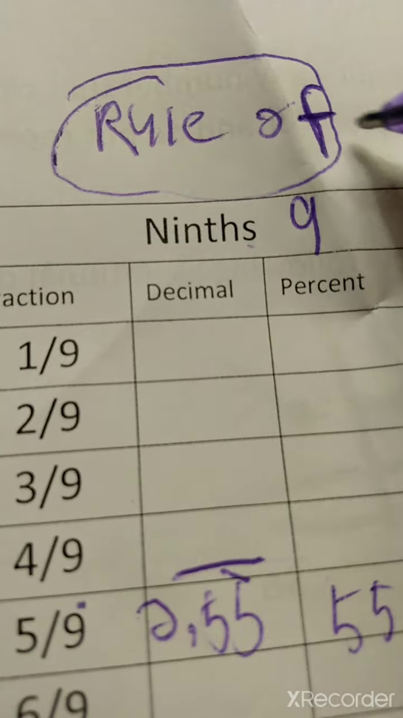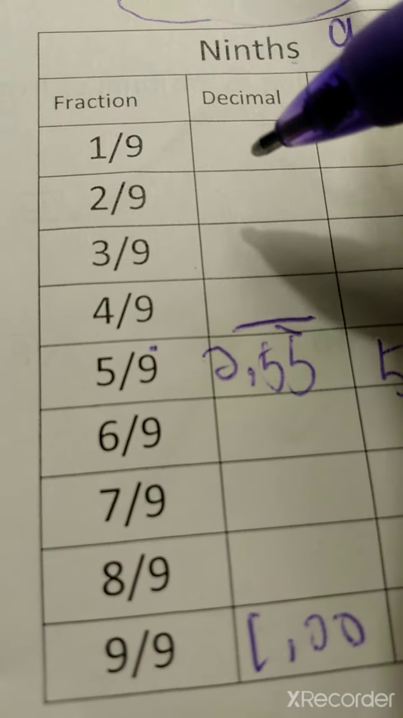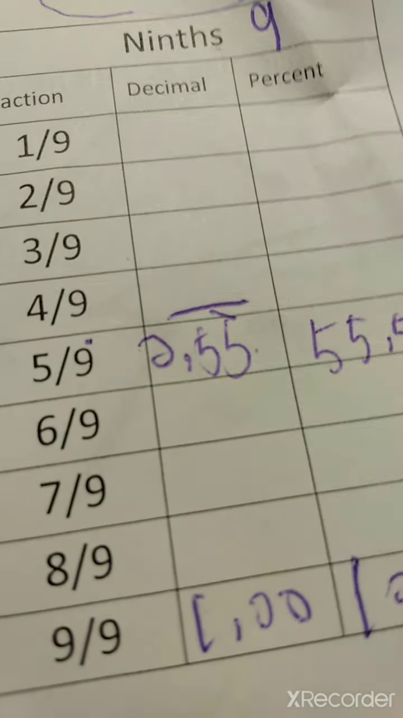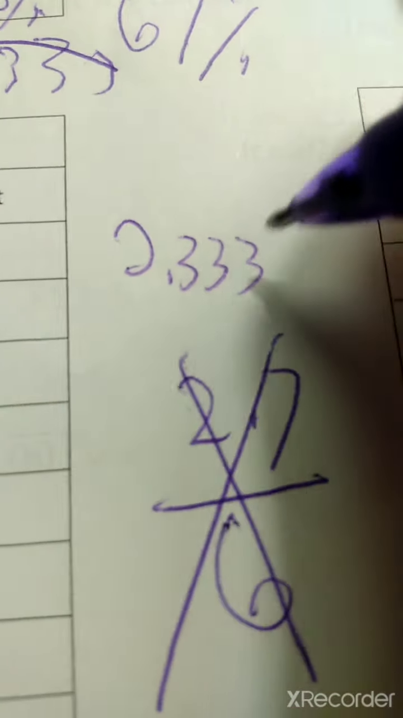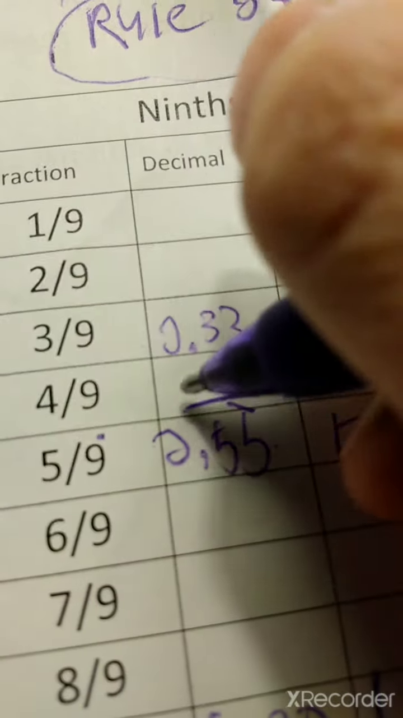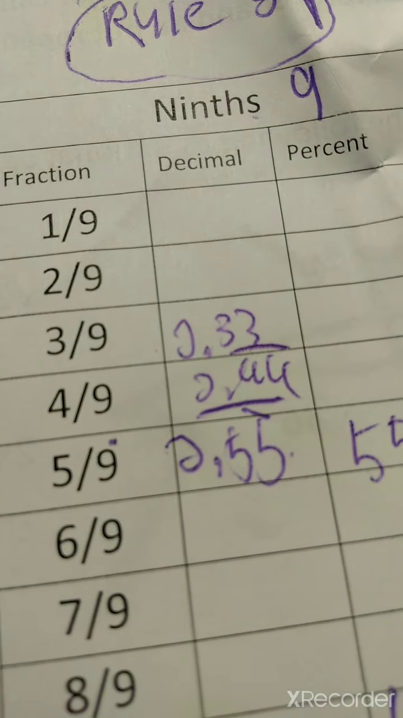With the rule of 9, every time you divide a fraction by 9, it's always going to have a repeating decimal. For example, 0.333 repeating, which is 0.33 right here, or 0.44 repeating.